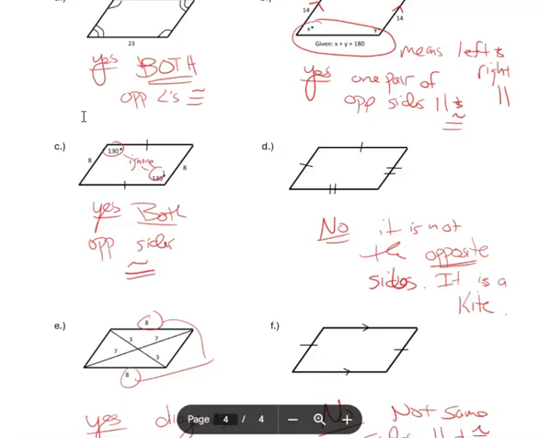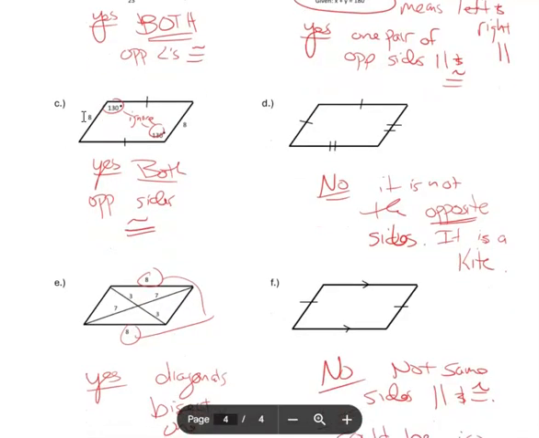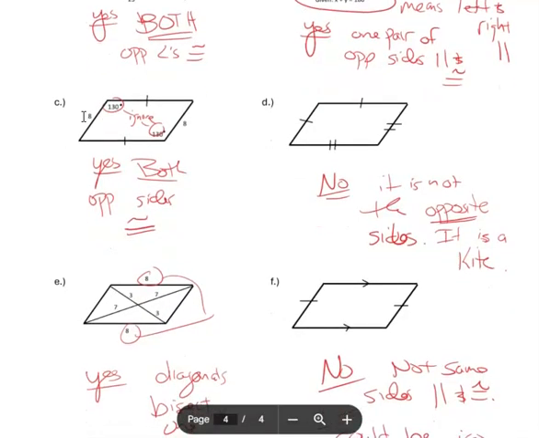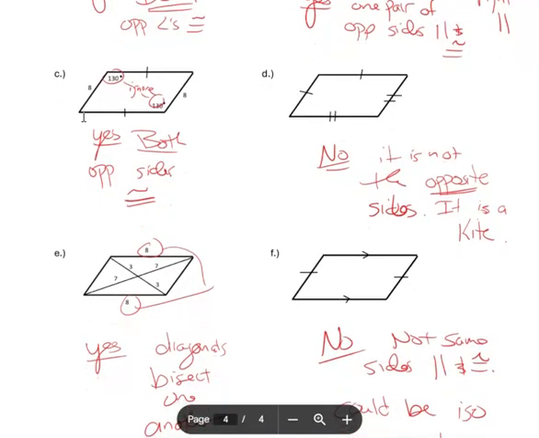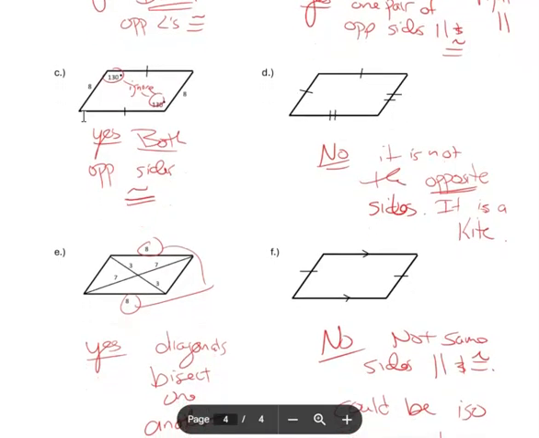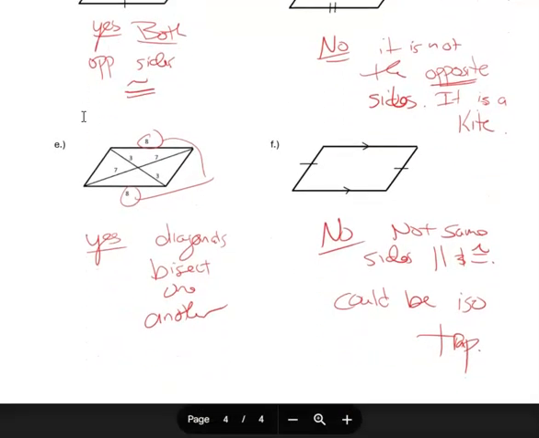The next one, you have to ignore those opposite angles being congruent because you don't have the other set of opposite angles being congruent, but you do have both pairs of opposite sides being congruent, and that would be your reason. The next one is no. Those aren't opposite sides that are being congruent, and it could be a kite. The next one, you're going to ignore the 8 and the 8 because that's only one pair of opposite sides being congruent. What you're going to look at is that the diagonals are bisecting one another. So yes, diagonals bisect one another. And lastly, that is no, because it's not the same sides that are both parallel and congruent. This could be an isosceles trapezoid.